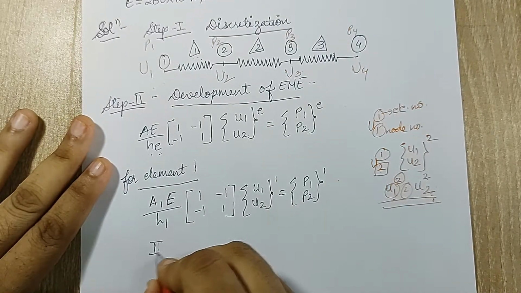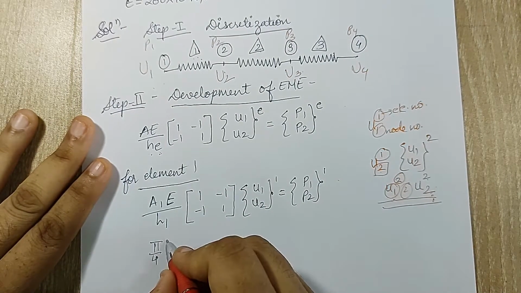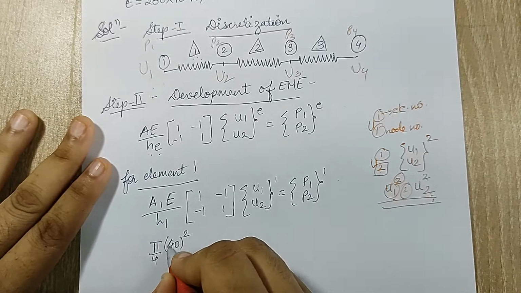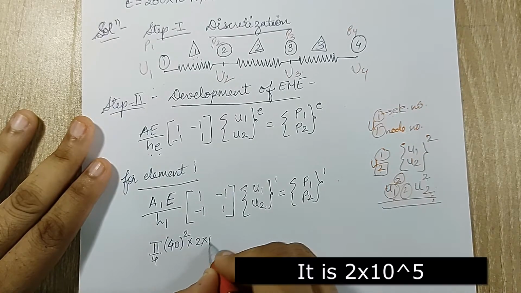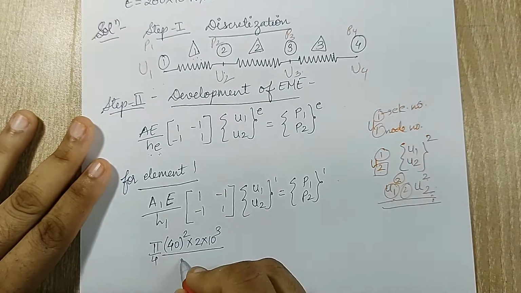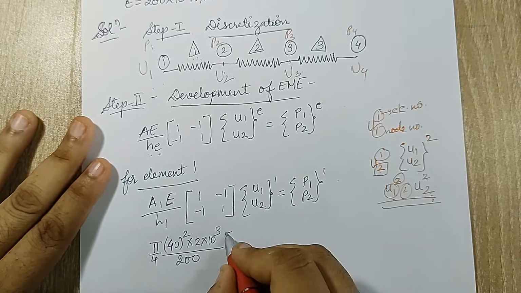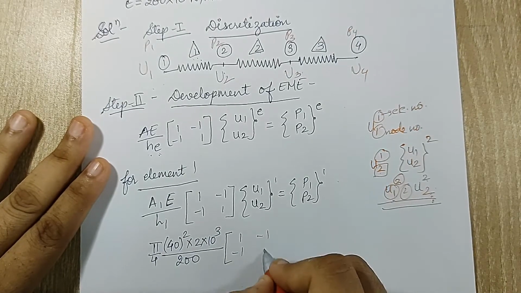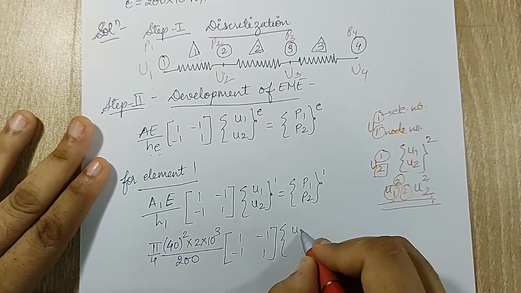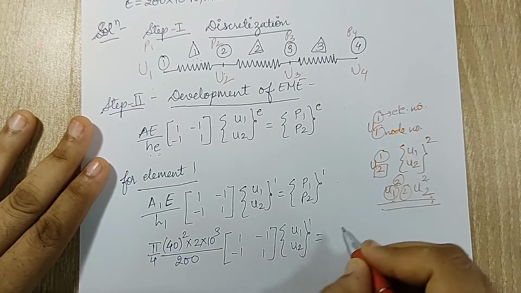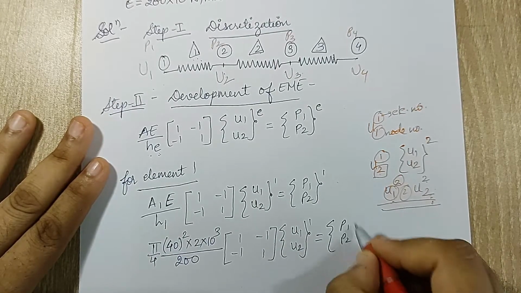For area, it is pi by 4 d1 square. d1 is 40, so it is 40 square. The value of E is 2 into 10 raised to 3, and the length is 200. Then I have [1 -1; -1 1], U1 U2 raised to 1 is equal to P1 P2 raised to 1.